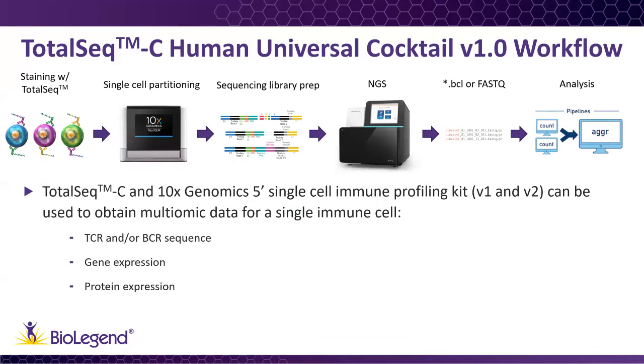So just a few words on how this cocktail is used. The universal cocktail can be easily integrated into the 10x Genomics 5' single-cell immune profiling workflow. By doing so, users can obtain TCR and/or BCR sequences, gene expression, and protein expression data from a single cell. Before showing some data for this cocktail, I'd like to review how this and future cocktails are built.